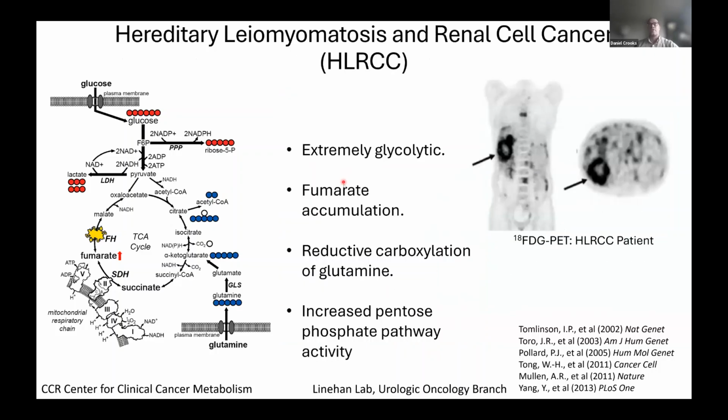These tumors are extremely glycolytic. This is a PET scan from a patient with a tumor, an FDG PET showing glucose uptake. The tumor also accumulates fumarate, and that's because it's lost the function of this TCA cycle enzyme. This is the TCA cycle cartoon I have here. And the enzyme FH interconverts fumarate and malate. And so the consequence of losing functional FH in these patients is an overaccumulation of fumarate. This remodels metabolism, increases pentose phosphate pathway activity, causes the cells to use glutamine differently than most cells do.